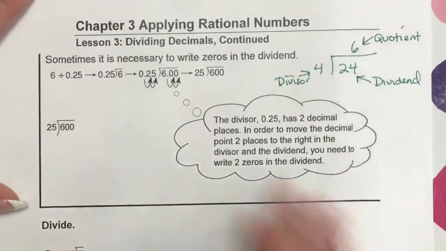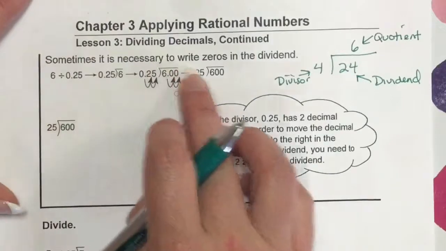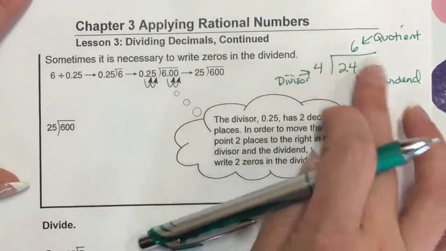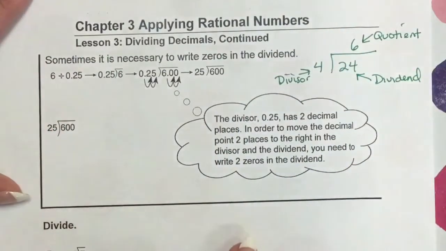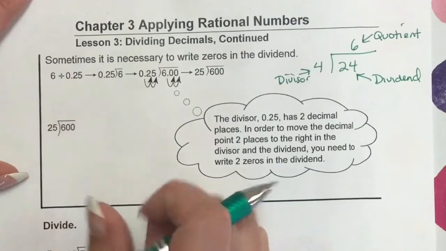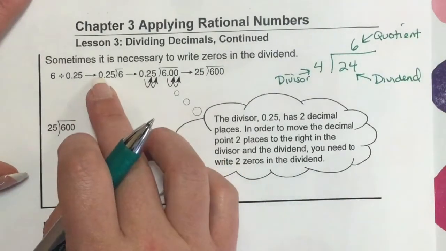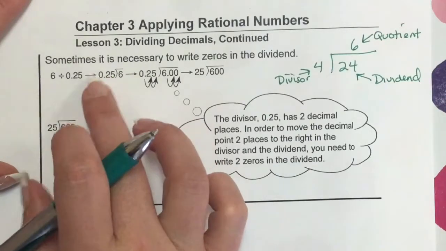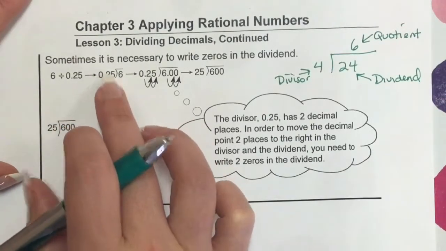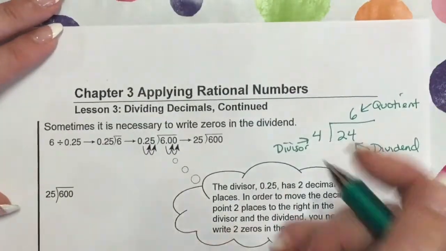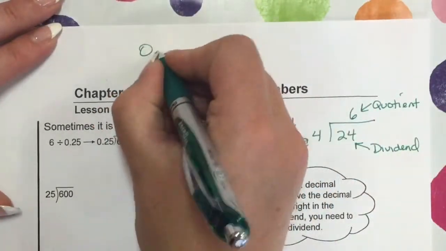Okay, so there we go. So let's read it again. Sometimes it's necessary to write zeros in the dividend. So it's saying, hey, sometimes it's necessary to write zeros there. So let's go ahead and see what they're referring to. So we have this problem, 6 divided by 0.25, which is 0.25 divided by 6. And we can never divide by a decimal, okay? And I want to make sure that this is clear, all right? You can never do this.